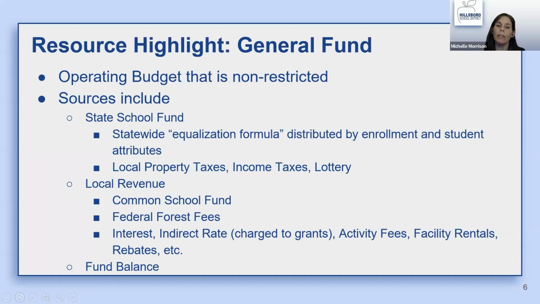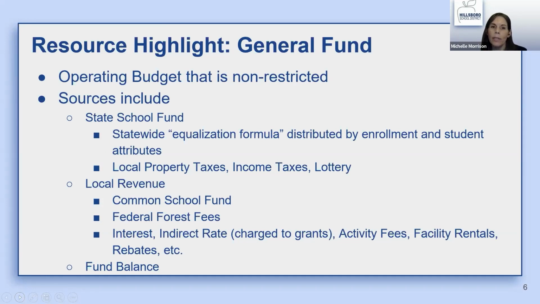Local revenue, which we talk a lot about as well, would include the common school fund, which is driven by the state lands and resources, and we receive that twice a year. It's just over $2 million for the 21-22 school year. And we have the federal forest fees, which other districts receive. Hillsboro School District doesn't receive any of those, but it's part of the local revenue calculation.